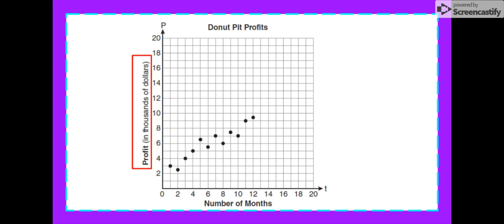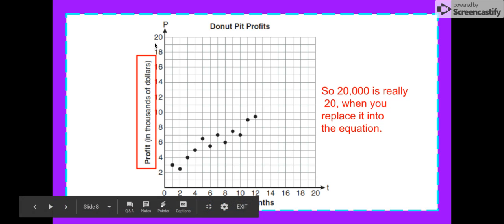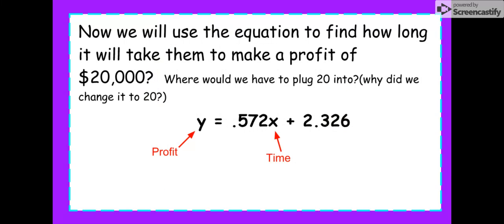If you go back to the graph, you'll notice that profit is labeled in thousands of dollars. So $20,000 is really 20 when you replace it in the equation. Also, profit is labeled on the y-axis, so we're going to plug it into the y in the equation this time and not the x. Just make sure you note that y is profit and x is time. Now pick up your pen, and we're going to solve to see if we were close with our estimate as to when they would make $20,000 in profit.